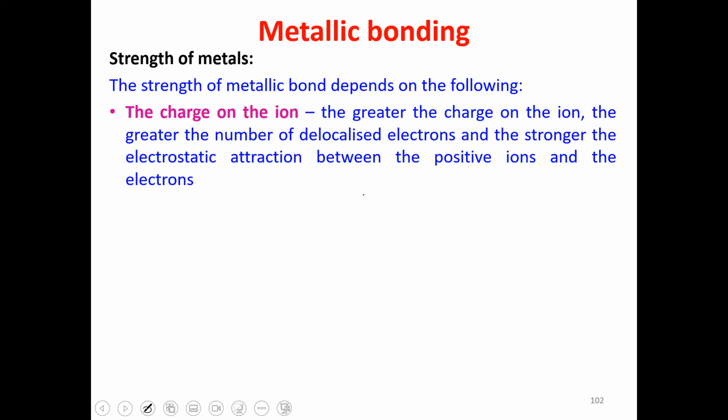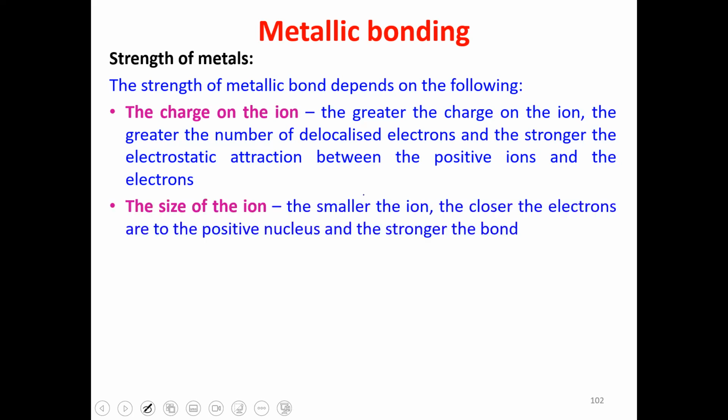but all metallic bonds are not equally strong. Mercury is a metal, but it is a liquid. Iron is a metal which is very strong. The greater the charge on the ion, the greater the number of delocalized electrons. The smaller the size of the ion, the closer the electrons are to the positive ion, and then the stronger the bond.